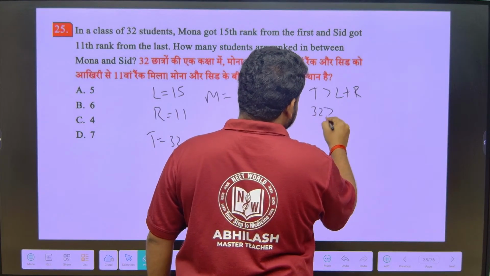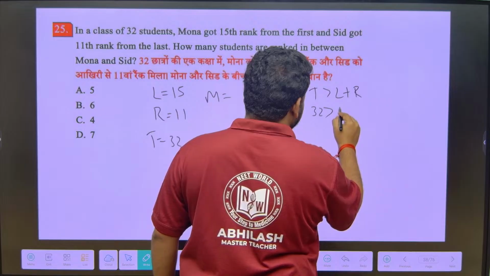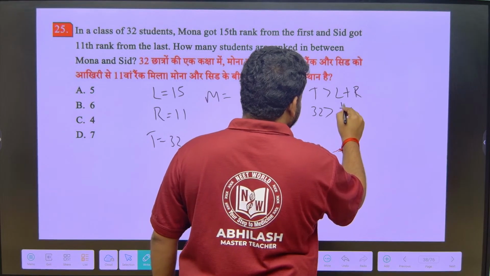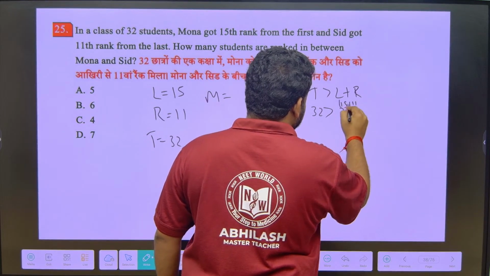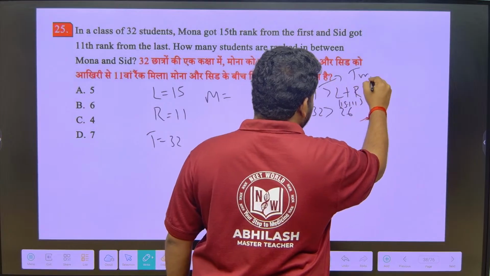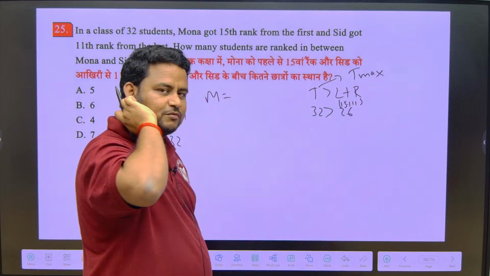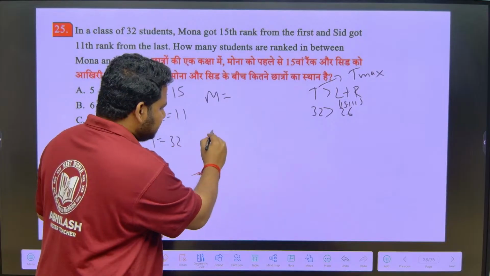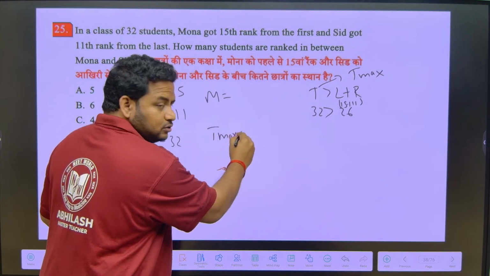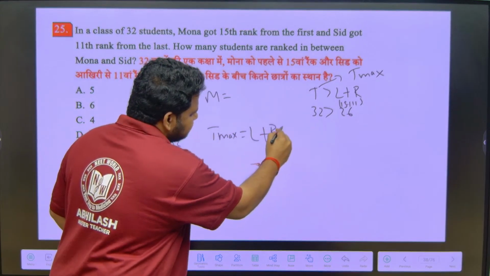32 is greater than L plus R, which is 15 plus 11, that is 26. So I should use which formula? The total maximum formula. What is the total maximum formula, friends? Total maximum is equal to L plus R plus M.